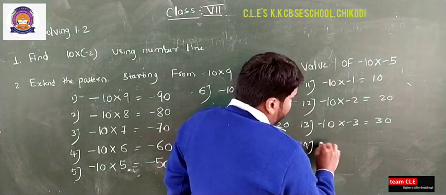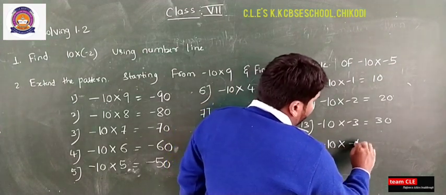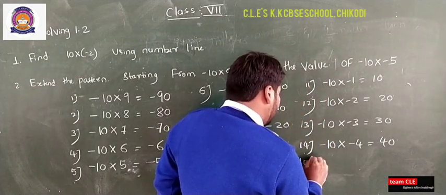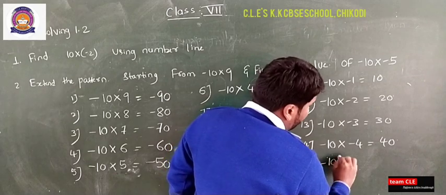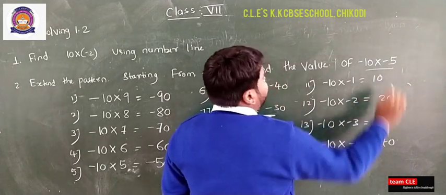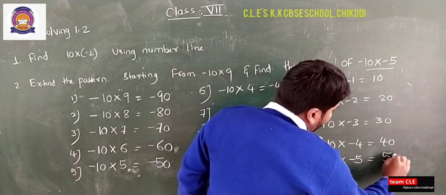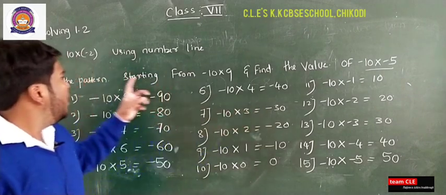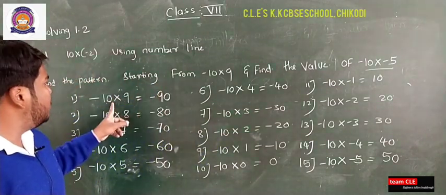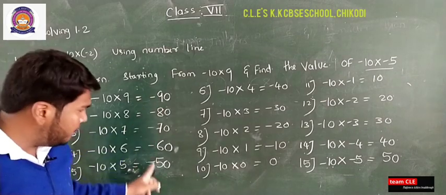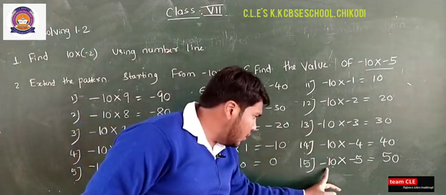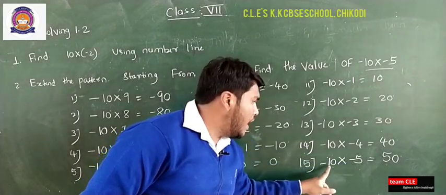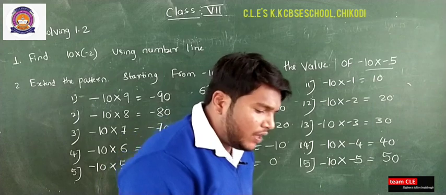14th one, it is minus 10 into minus 4, which is equal to 40. So 10 fours are 40. 15th one is the last. This is minus 10 into minus 5, which is equal to 50, because 10 fives are 50 and minus into minus is plus. So this is the pattern starting from minus 10 into 9, which is equal to minus 90, and please note down this pattern and stop here, up to minus 10 into minus 5, which is equal to 50, and minus into minus is plus, 10 fives are 50.